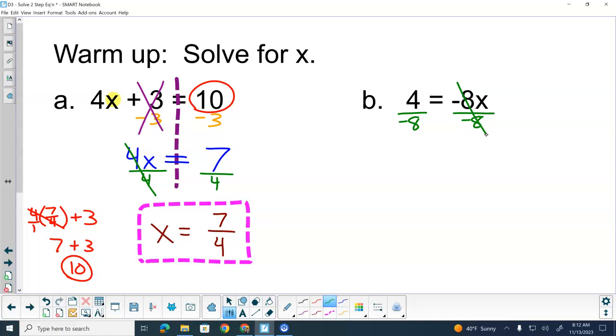Right side, so the far side, what do we get? What do we get? X. We just get X. We don't get 0x because 0 times anything is 0. So we get X over there. Right side, what do we get?